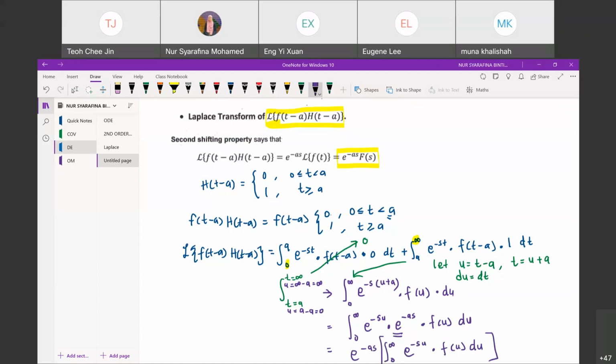Even though we used u here, that's why it is exponent negative as times F(s). Remember, F(s) is the integral from 0 to infinity of exponent negative st f(t) dt. But now we have u and du, so it is just another F(s). So this is how exponent negative as F(s) is obtained from transforming f(t minus a) h(t minus a). Is that clear? Okay, take a look first.